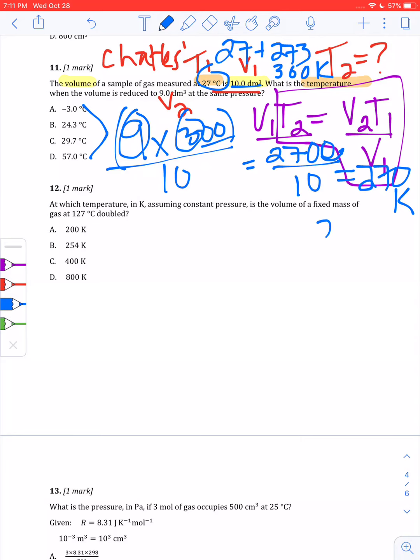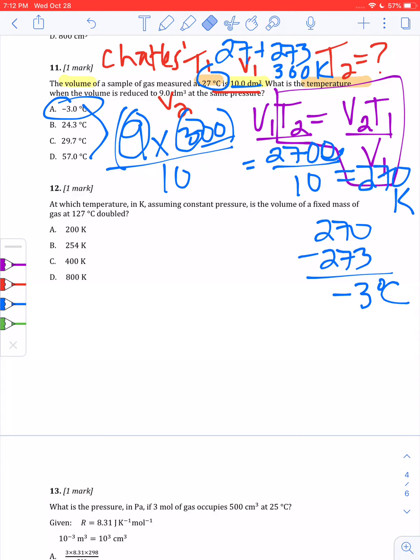But remember, that's Kelvin. And if you look at your answer choices, they're all degrees Celsius. So I need to subtract 273 to get to my final answer. And so it's -3. And that would mean that it would be letter A.